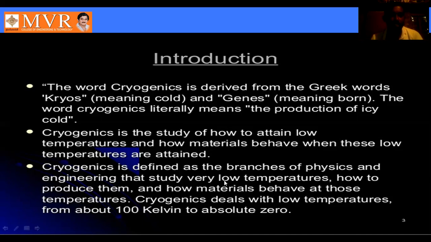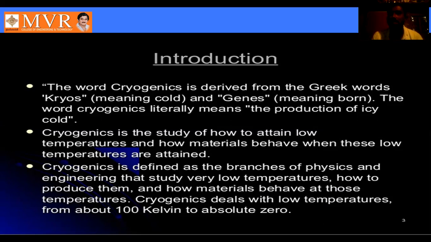Cryogenics is defined as the branch of physics and engineering that studies very low temperatures, how to produce them, and how materials behave at those temperatures. Cryogenics deals with low temperatures from about 100 kelvins to absolute zero. This we can call cryogenic heat treatment processing.